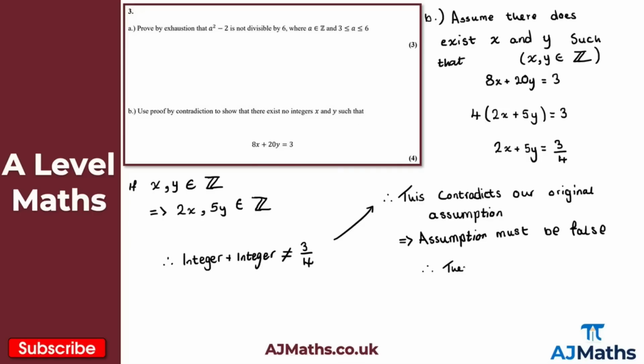Let me just write that down in full. There exist no integers x and y such that, and then we have the original equation, ax plus 20y is equal to 3 there. Okay, and there we have it. I know the conclusion here is a little bit lengthy, but it is important that we give that conclusion just to finish the proof. Okay, so hopefully that makes sense.